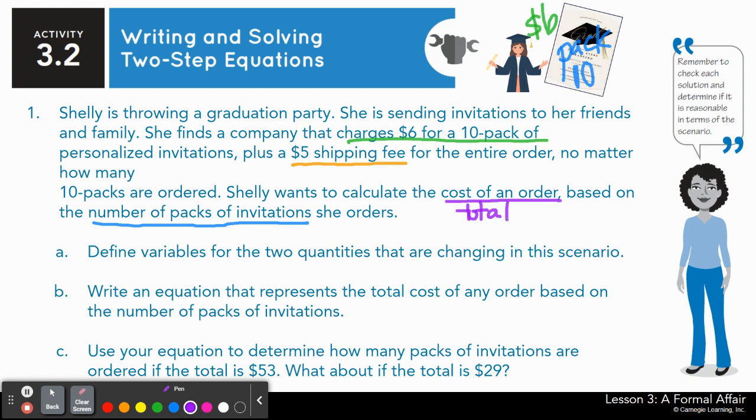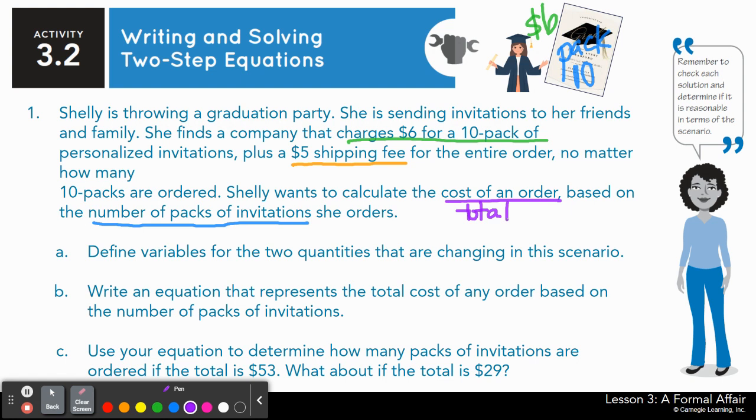I also underlined the $5 shipping fee in yellow. I underlined where it says she wants to calculate the cost of an order, which I know the cost of a total order, the whole order, would also represent the total. So I annotated that. And then in blue, I underlined the number of packs of invitations because her total is going to change based on how many packs she orders. So now let's answer these questions.